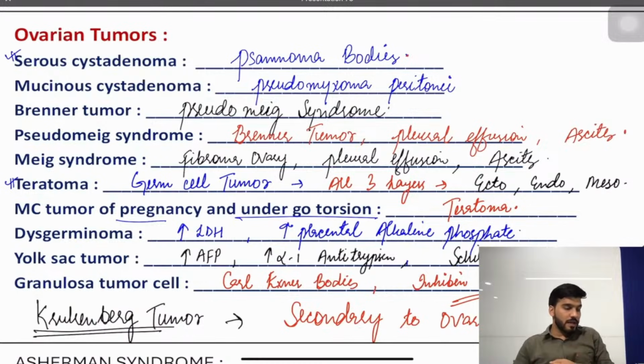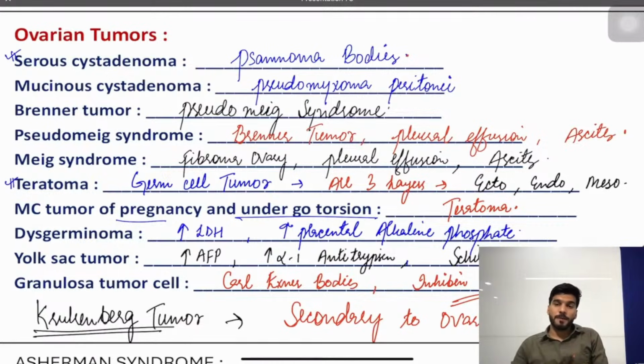If they give a hint in the question, you mark the serous adenoma. If they mention pseudomyxoma peritonei, due to peritoneal fibrosis, it is a mucinous cystadenoma. If the hint is given, you mark the Brenner's tumor. Meigs syndrome means fibroma of the ovary with pleural effusion or ascites.